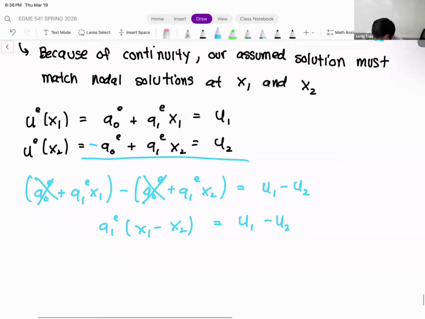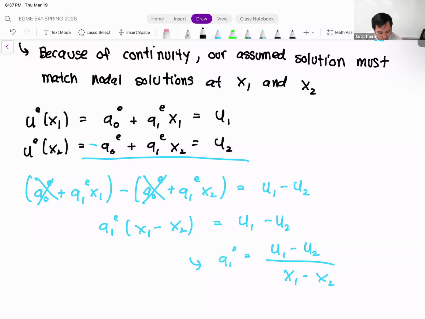And so this is a very simple expression, and we can get A1E is equal to U1 minus U2, all divided by X1 minus X2. Okay. All right, so now that we have A1, we can plug this back into either equation and solve for A0, okay? And so, I'll kind of let you guys fill in the details. It's just kind of busy work from there, right?